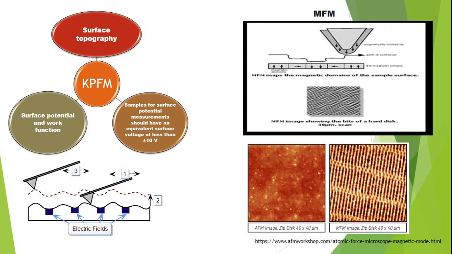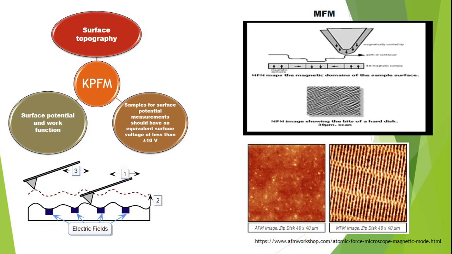In KPFM, the first common thing which you can do is you can easily find out the surface topography, and in the second step you can find out its surface potential and work function of the surface for which you are doing KPFM. But one thing you have to keep in mind is that the surface potential of the surface should not exceed plus or minus 10 volts.